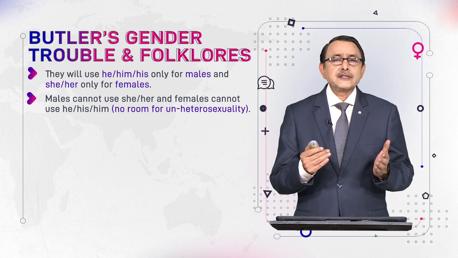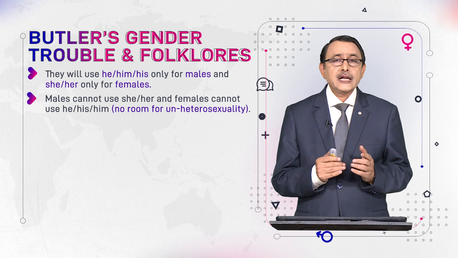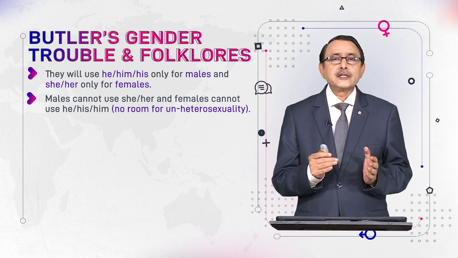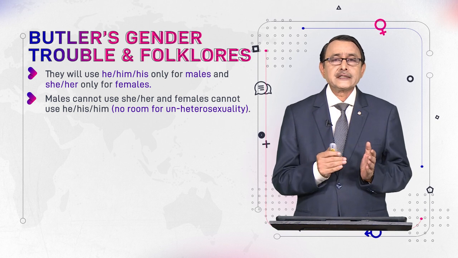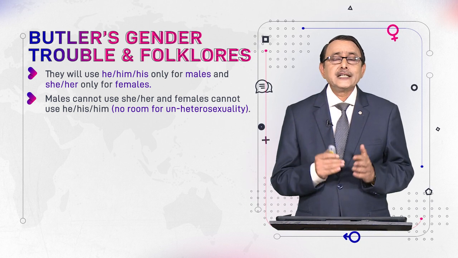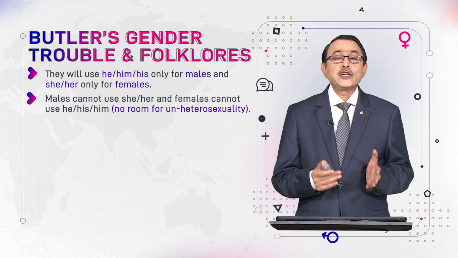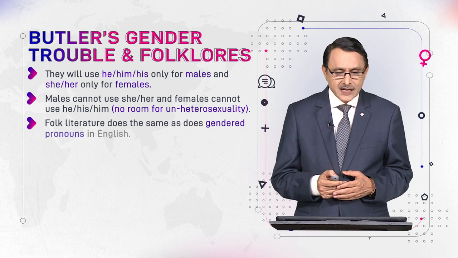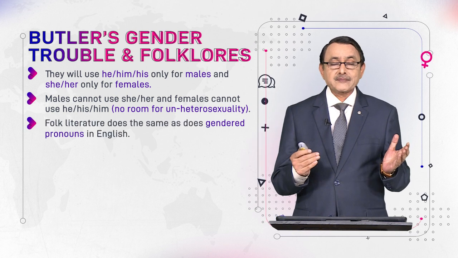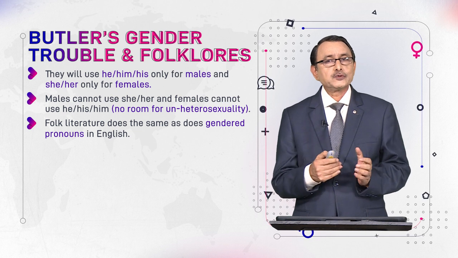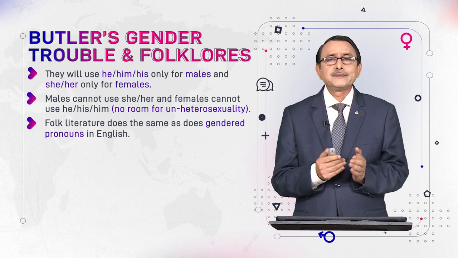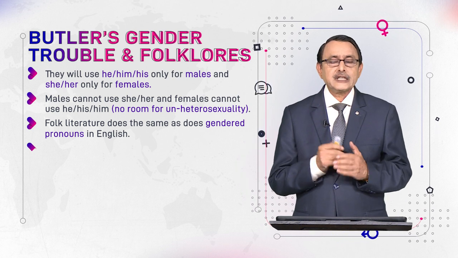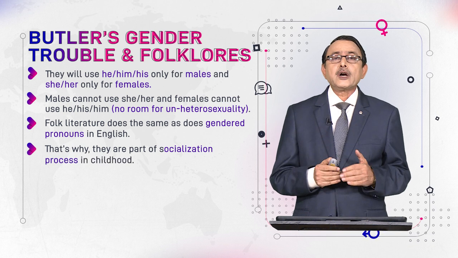All transgender categories are possible if we violate the grammatical gender that is provided by the English language. And that's why she calls it gender trouble that is created by language itself. Folk literature does the same, as do gendered pronouns. It also puts limitations on our concept of male and female. That's why they are part of socialization.